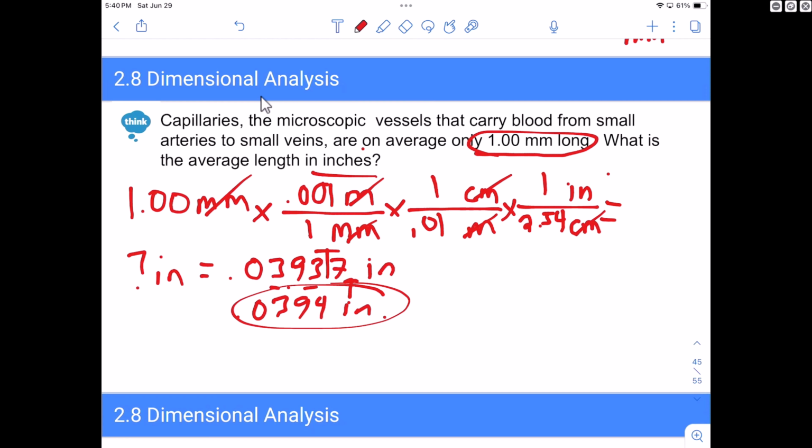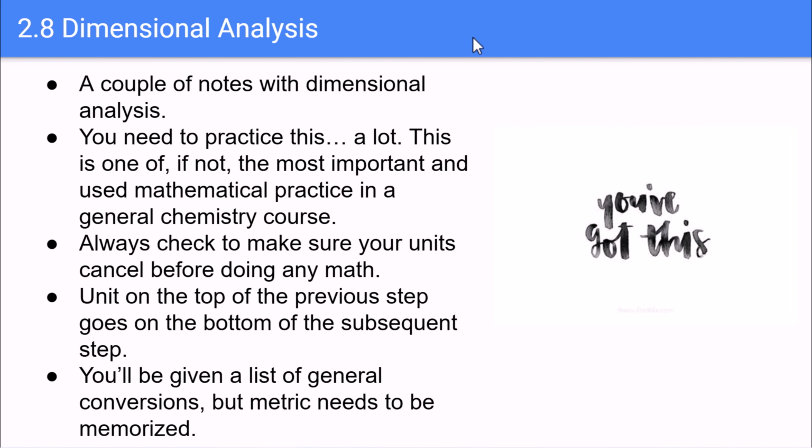I'm going to go back to regular mode here in just a moment, but again, take some time to practice, some time to work through this, and you will do just fine. This is one of those key skills you need to make sure that you learn so that you're successful in this chemistry class. So just a couple of final notes regarding dimensional analysis. This is something that you have to practice a lot. This is one of, if not the most important mathematical practice you are going to use in this course or any other chemistry course that you need.